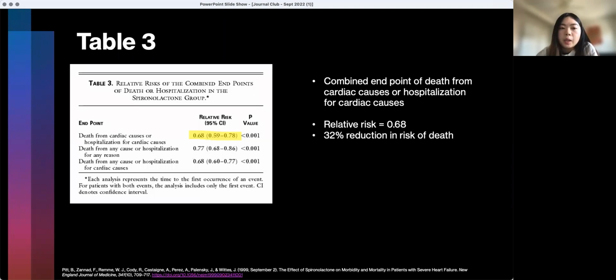From our table 3, it shows that the relative risk of a combined endpoint of death from cardiac causes or hospitalization for cardiac causes is 0.68, so a 32% reduction in the risk, which is significant as well.